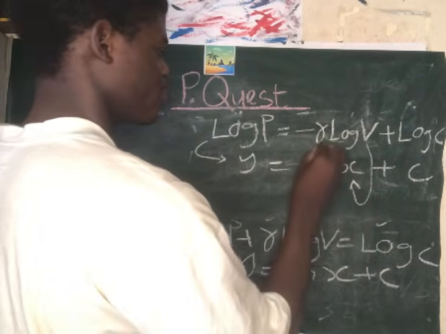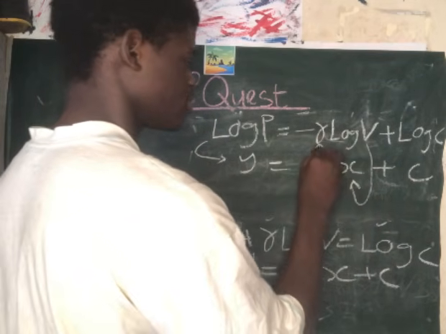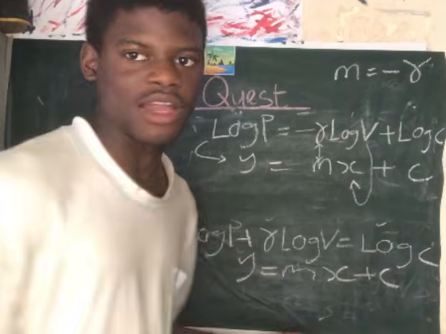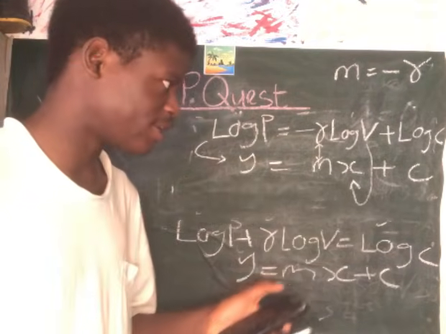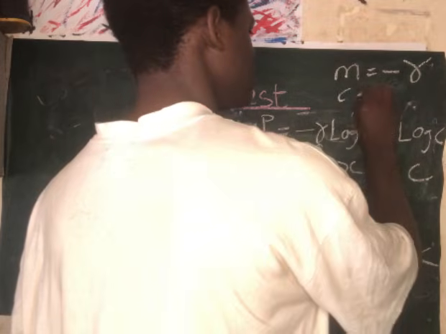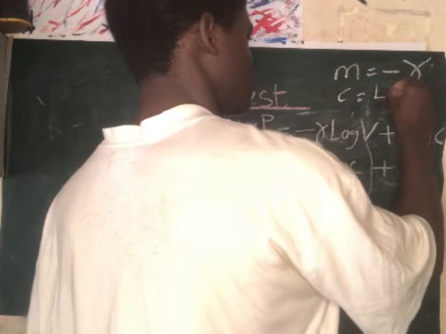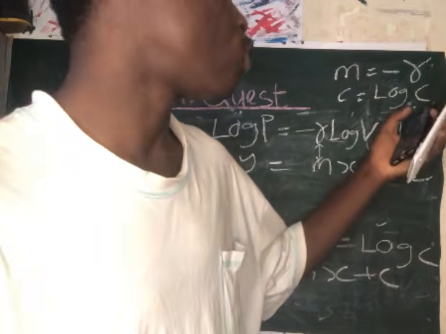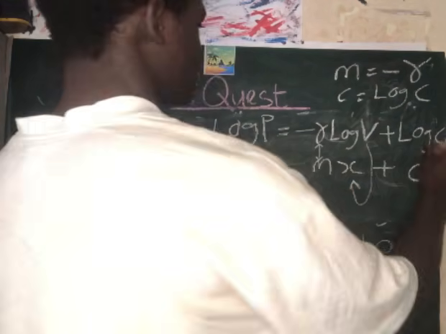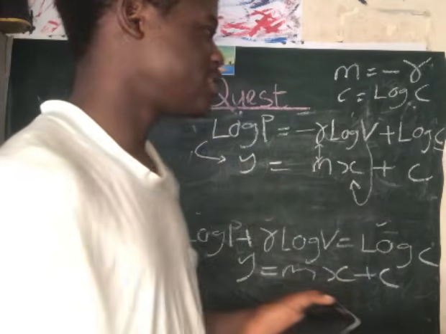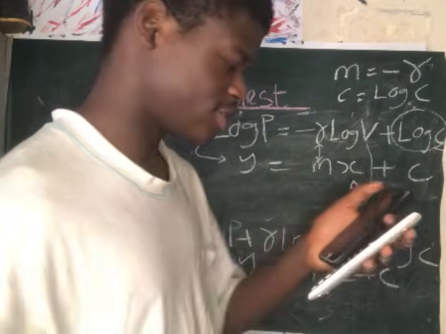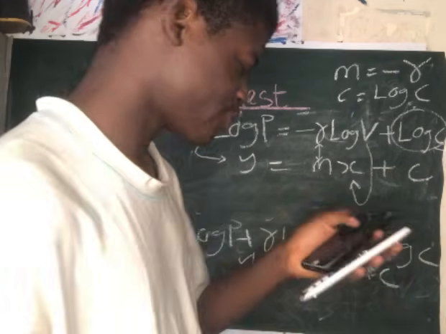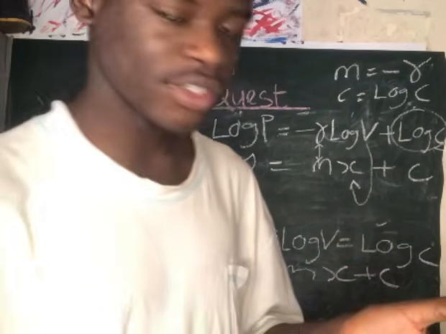The slope m is equal to this. So our slope m is minus gamma, and our constant c is all of log C. Note that our intercept is not C, it is log C. Everything is log C. So the right option is option C. That's question number 11.